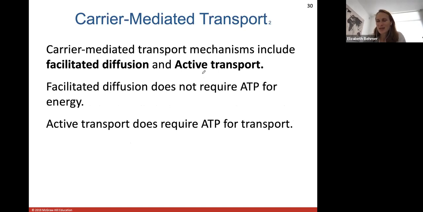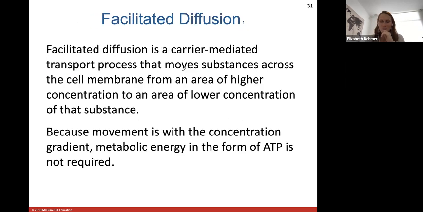Carrier-mediated transport mechanisms can either be facilitated diffusion, which does not require ATP for energy, or active transport, which does require ATP for energy. So these are two types of transport mechanisms to get something across the membrane. Facilitated diffusion does not require ATP, but active transport does. And we'll go over these now.